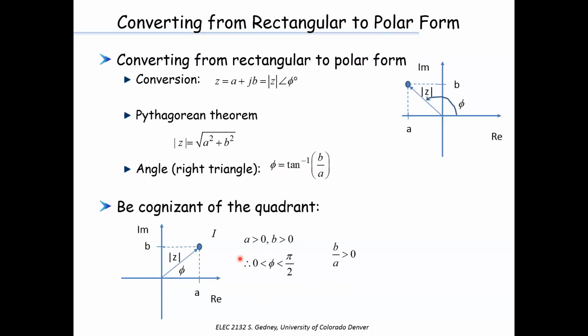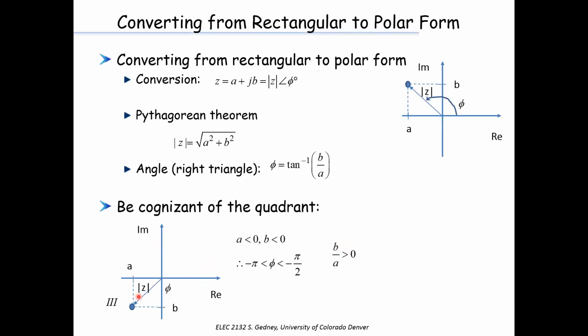For example, let's say both a and b are positive. Then we're going to be in the first quadrant, and therefore phi has to be between 0 and pi over 2, right? And the ratio of b over a, since both are positive, is also positive. So knowing they're both positive, I know I'm in the first quadrant. If I'm in quadrant 2, a will be negative, b will be positive. I know that my phi angle is going to be between pi over 2 and pi. The ratio of b over a is negative, yes, but because b is positive and a is negative, I'm in the second quadrant.